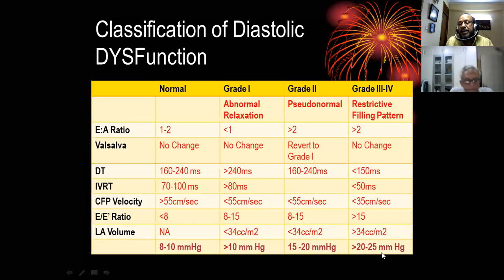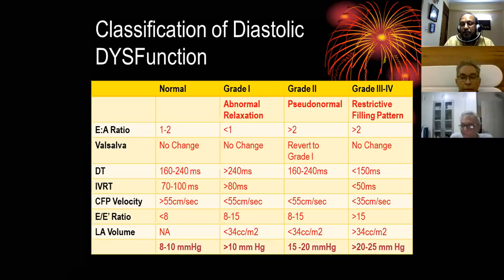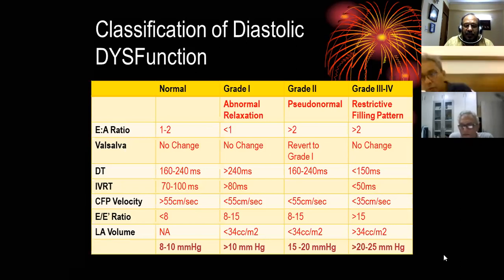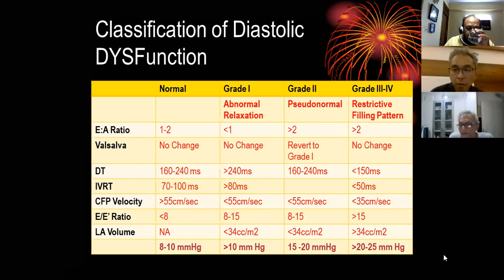Very high LV pressures because of chronic hypertension. Because of chronic hypertension, LV pressures over a period of time will be raised because they have to move against a higher pressure, and accordingly, the pressures in LA have to rise because the diastolic filling pressures in the LV have risen. So LA pressures will be high because the hypertension has gone high.